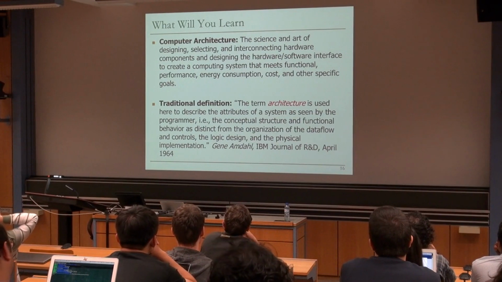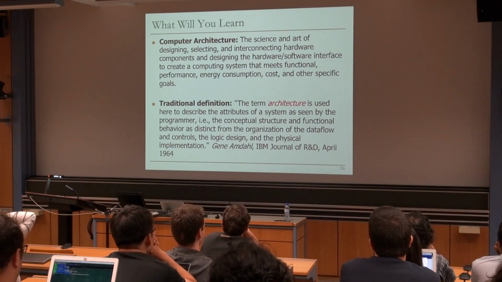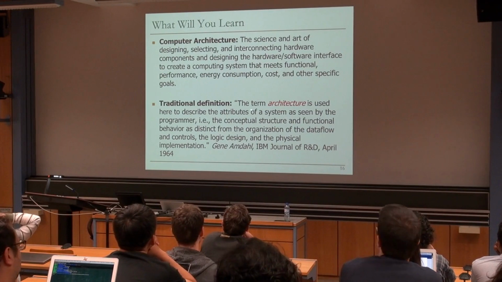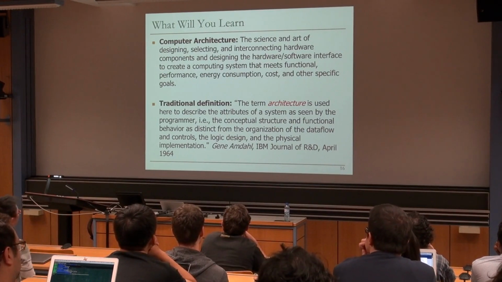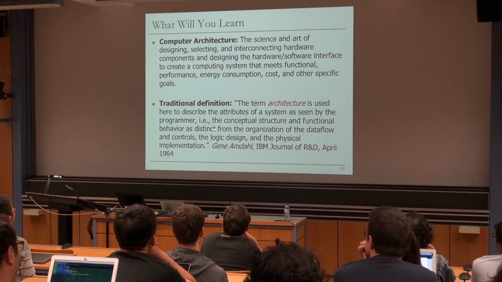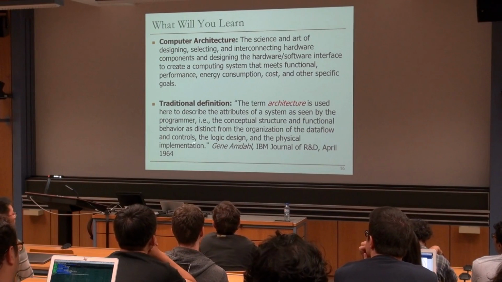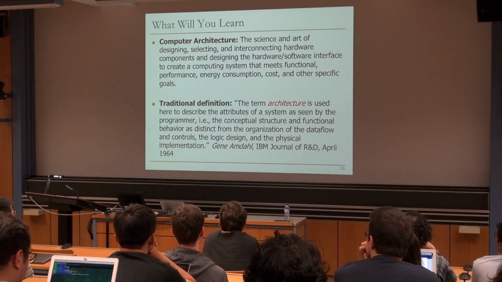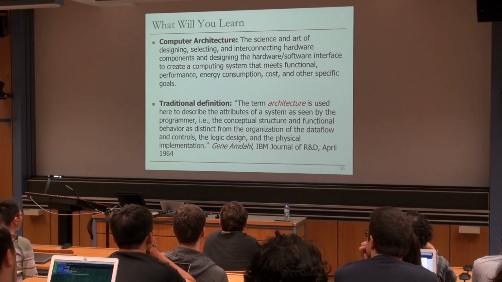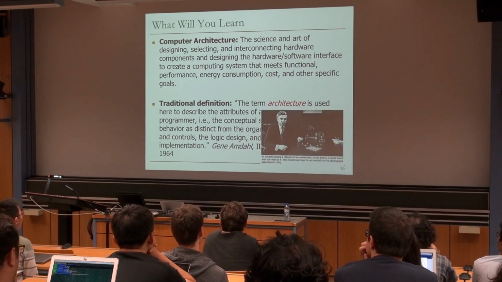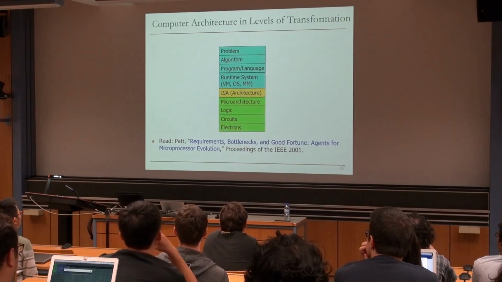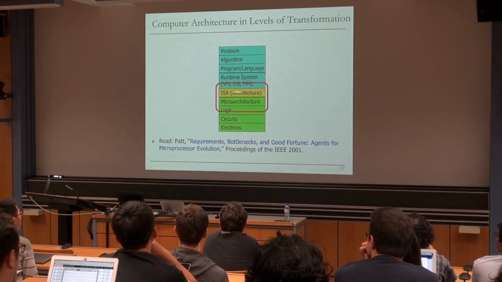But the traditional definition is that architecture is the hardware-software interface. That's really the ISA definition. It's the attributes of a system as seen by the programmer, or the conceptual structure and functional behavior as distinct from the organization of the data flow and controls. So organization and data flow and controls, the logic design and the physical implementation, that's the lower levels. Architecture is what's seen by the programmer. And this is a very old definition. Gene Amdahl defined it this way. And that was the traditional definition. But I like this definition more. But if you want to look at the traditional definition, this is architecture, the ISA, right?